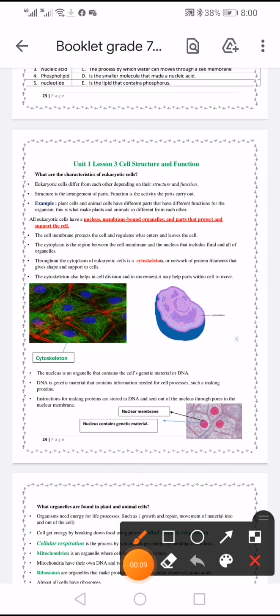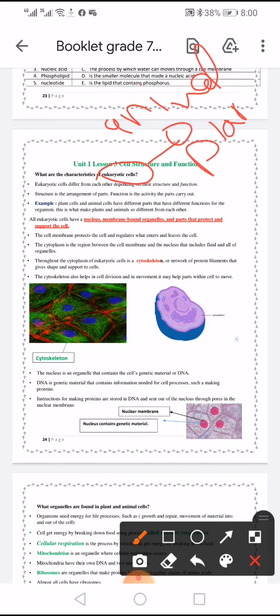What are the characteristics of a eukaryotic cell? We take the difference between eukaryotic and prokaryotic. Eukaryotic, like an animal cell, plant cell, or human cell. Eukaryotic cells differ from each other depending on their structure and function.